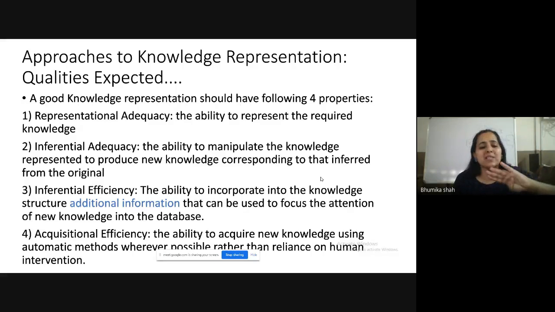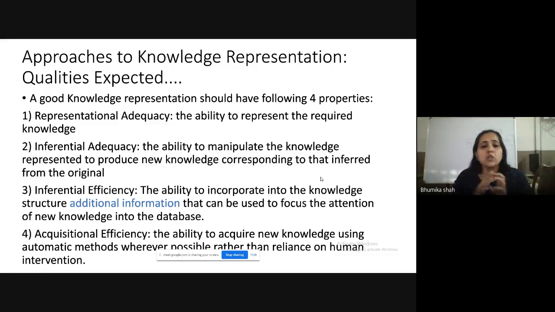So, what are different qualities a good knowledge representation should have? So, there are four basic properties. This is also asked many a times in GTU paper. Discuss qualities that good knowledge representation technique should hold. So, there are four properties. The first property is called representational adequacy. What is meaning of representational adequacy?